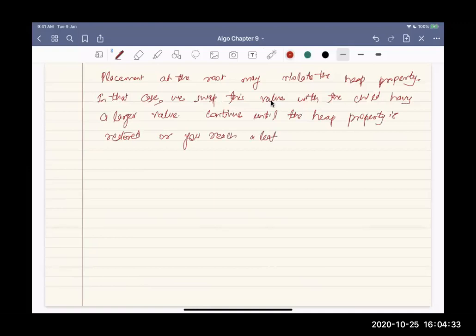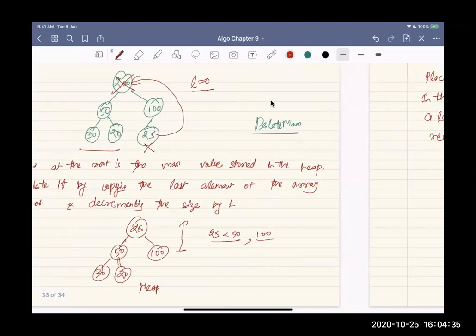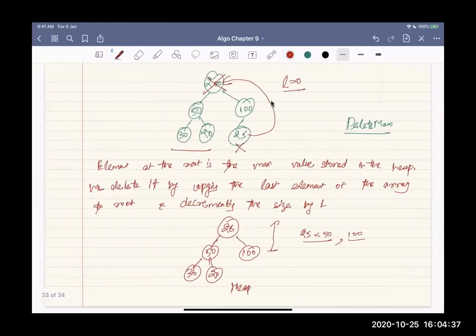Okay. Now, what is the complexity? You have to at most go... so in this case, what you will do: 50 and 100. The maximum is 100, so you will swap it with 100. So you will take it to 100, 50, 30, 20, and 25. And that's all. You don't have to go any further, because 25 does not have any child, so you stop here.